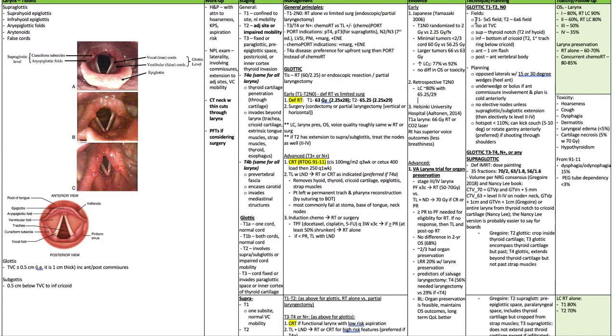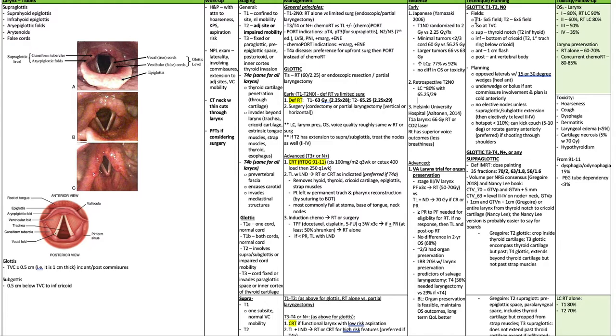In terms of retrospective data for T2 tumors, local control is 80% with 65.25 gray in 29 fractions. There's also a Helsinki University Hospital trial looking at T1A larynx, 6 gray or carbon dioxide laser. Radiation is superior for voice outcomes, there's less breathiness.